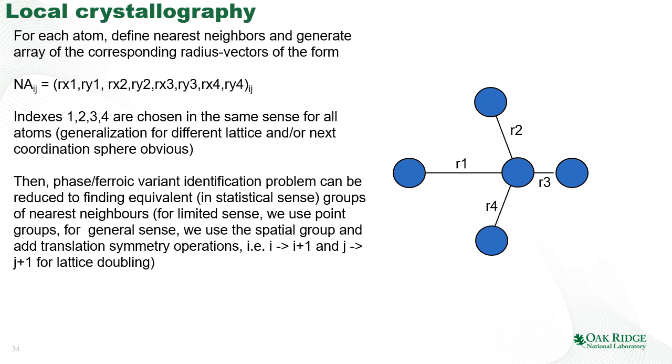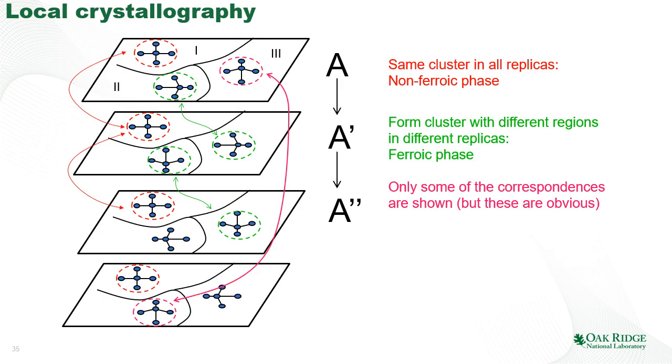Then the problem of identification of phases and ferroic variants is equivalent to finding the statistically equivalent groups of nearest neighbors. For a limited sense we use point groups, for the general sense we use the space group, and also add the translation symmetry operations. So this is how we can do that. This is one way we can take our image, apply our rotation groups, and then find the phases that do not change as a function of rotation, for example, the red phase. Or we find the phases and orientations that transform to each other upon the rotation. That gives us the relevant subgroup, which defines this ferroic variant.